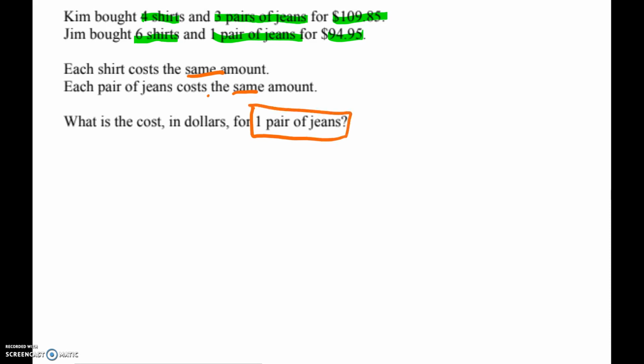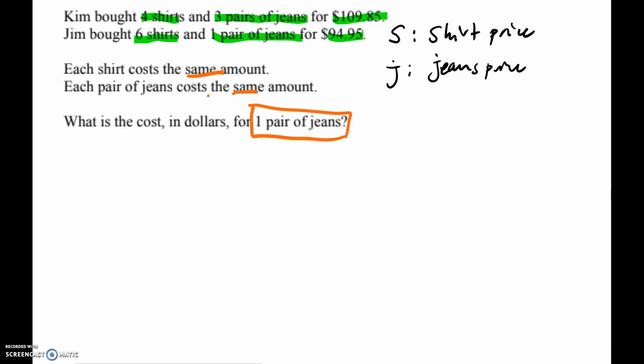This is the question. Let's say I'm going to use S for one shirt price, the shirt unit price, and then I want to use J for the price of a pair of jeans. This is the jeans price.